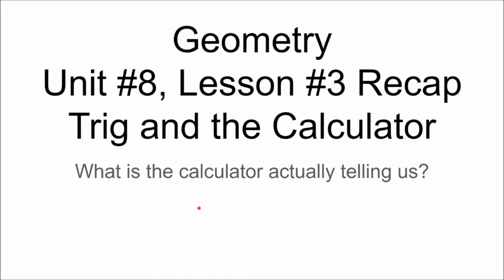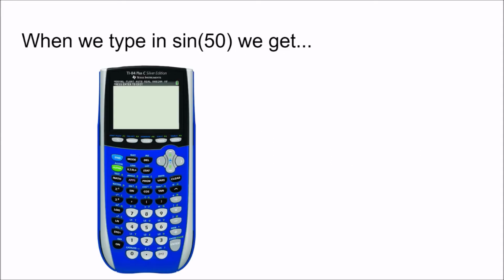All right, this is going to go over Unit 8, Lesson 3. It's the recap for trig and the calculator, and I wanted to go over what the calculator is actually telling us when we do these trig ratios. So when we type in sine 50, and sine is right down here, sine 50 gives you the decimal 0.766 and so on. What does that really mean, though?